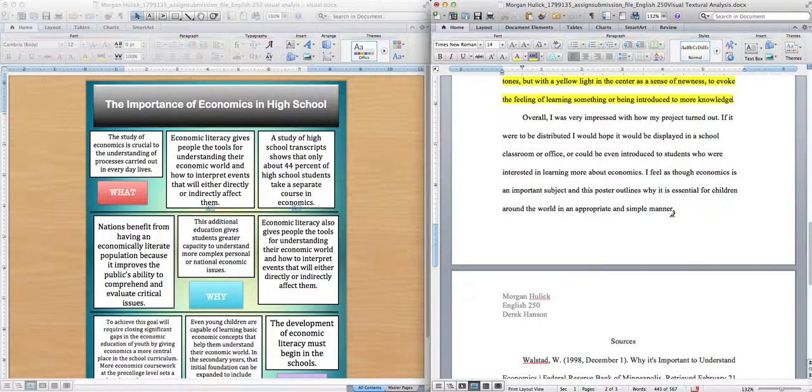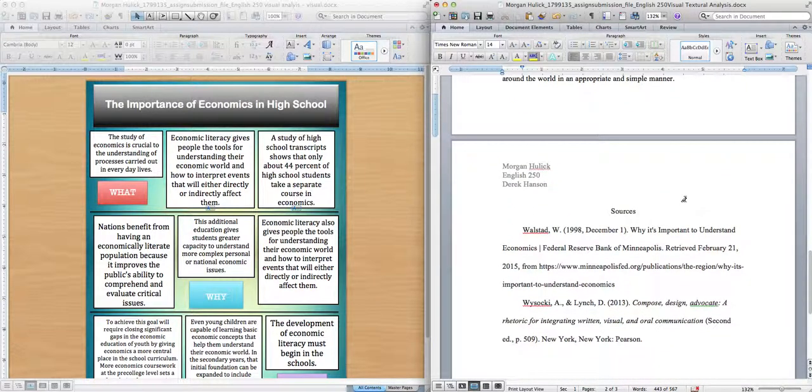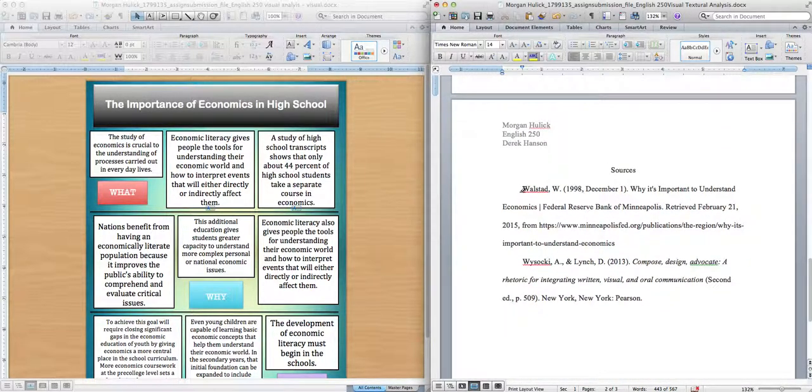Overall, I was very impressed with how my project turned out. If it were to be distributed, I would hope it would be displayed in a school classroom or office, or could be even introduced to students who are interested in learning about economics. I feel as though economics is an important subject, and this poster outlines why it is essential for children around the world in an appropriate, simple manner. Okay, very true. All right, okay, so this should be works cited.